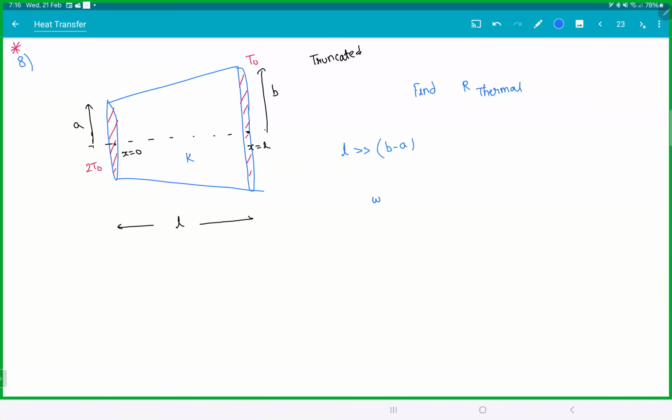So the second question is, what is the problem if L is not greater? What happens if L is comparable to B minus A? That would be a very good question. This question can be solved only if the length is much, much greater than B minus A, where B is the right side radius and A is the left side radius. Quite an important question, comes in three chapters.